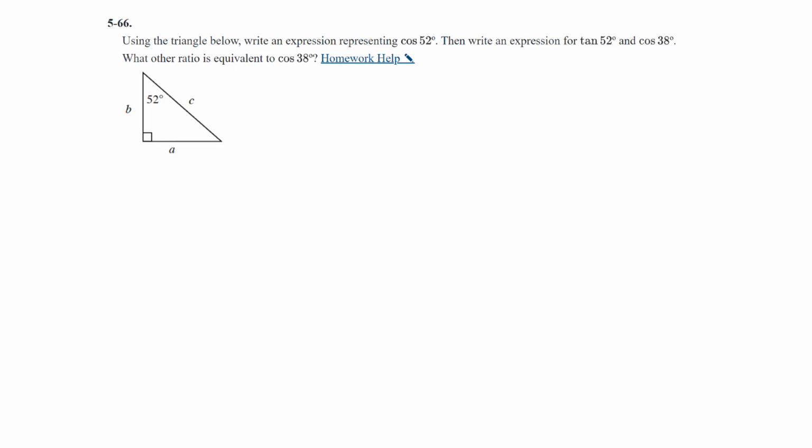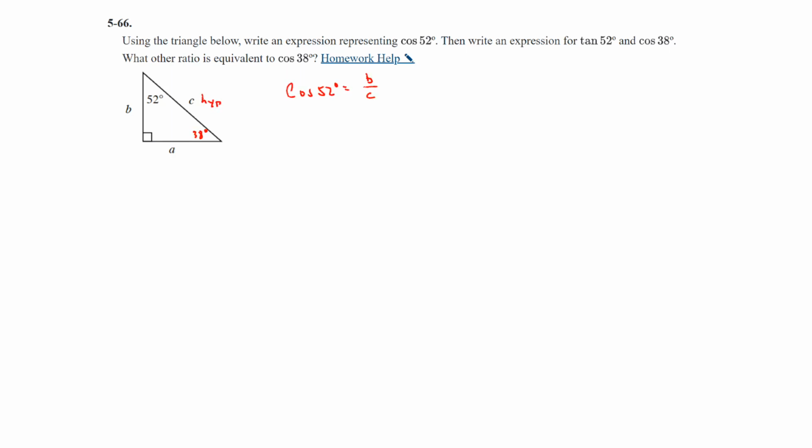Question 66. Using the triangle below, write an expression to represent cosine of 52 degrees, then write an expression for tangent of 52 and cosine of 38. What other ratio is equivalent to cosine of 38? So 38 is the other angle measure here because they have to add up to 90 degrees. So the first thing is we need to write cosine of 52, and that's adjacent, which would be right next to, so that's your B, over the hypotenuse of C. So C is always going to be the hypotenuse. The B and A depend on which angle you're using.